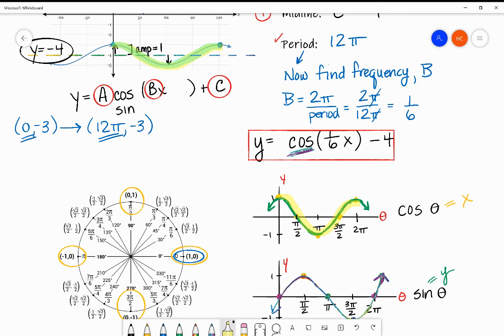Okay. Last but not least, you guys are going to be graphing, and we're going to practice that by going to our Delta Math section. So let's go over there.